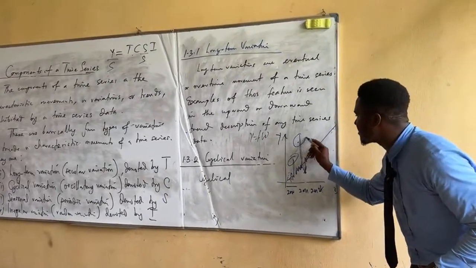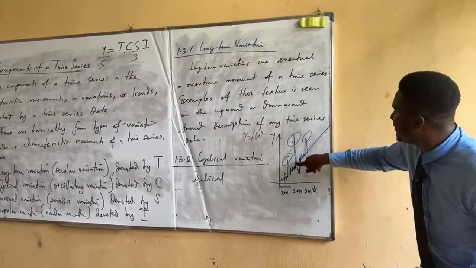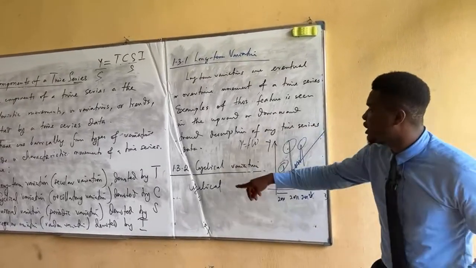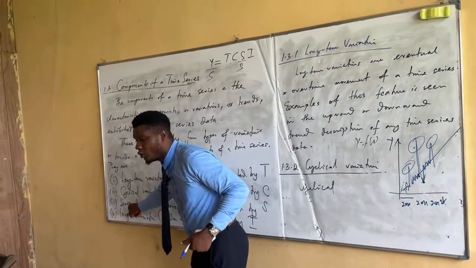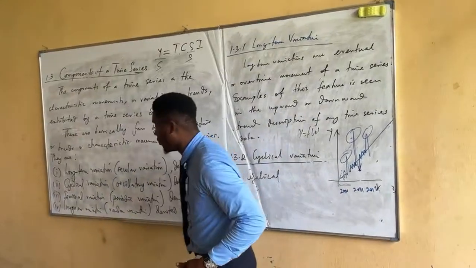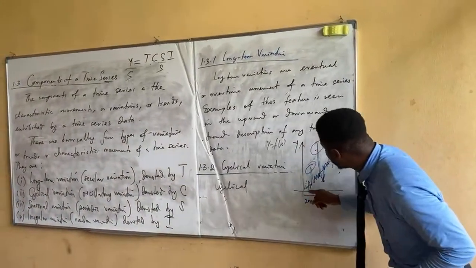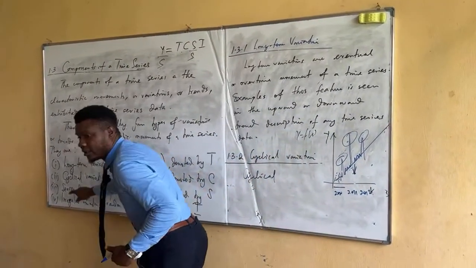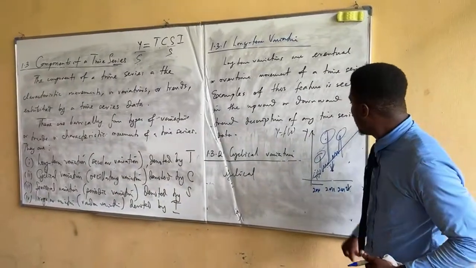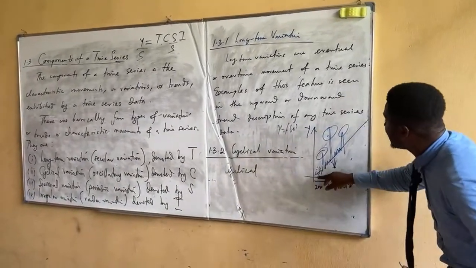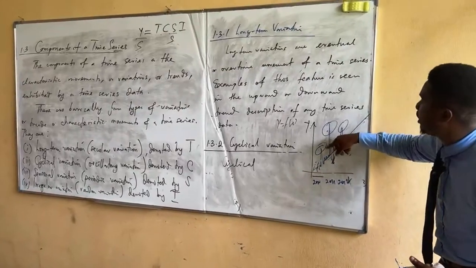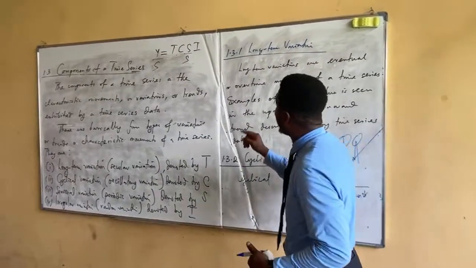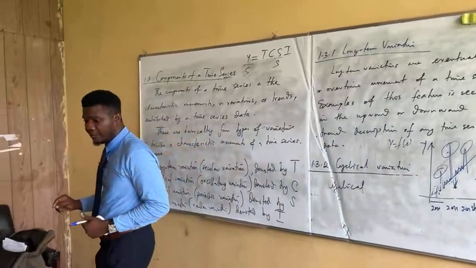Notice these spikes are similar, and these similar spikes in different years at the same period of time are accounted for by what? Seasonal variation. But this oscillatory movement about the trend line is accounted for by what? Cyclical variation. Is it clear? Whereas this one here, even as it is oscillatory and seasonal in nature, it has been upward, as accounted for by what? Long term. Is it clear?